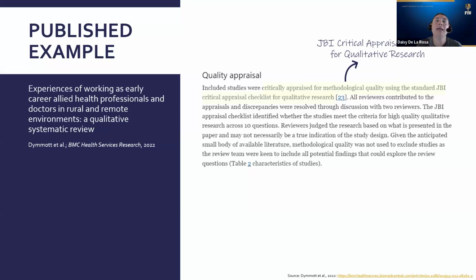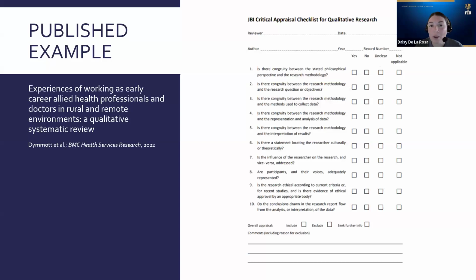You have to say, okay, I'm looking at a clinical trial. I need to find the checklist that's appropriate for clinical trials to assess risk of bias. I'm looking at a cohort study. I need to find the checklist that's best for a cohort study. So it's basically, again, a form, right? And it's filled out for each of the included studies, and it's just asking questions about the congruity between the philosophical perspective and research methods, the research methods and the research question, right? And that's being filled out by the team.